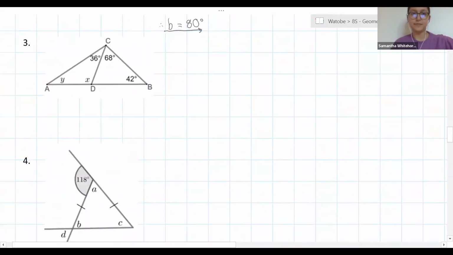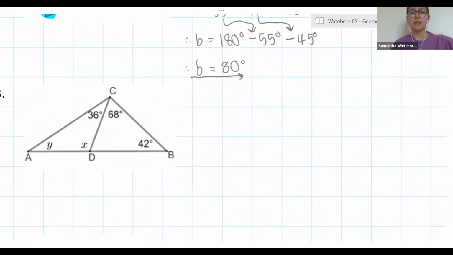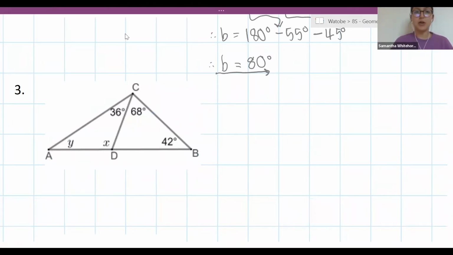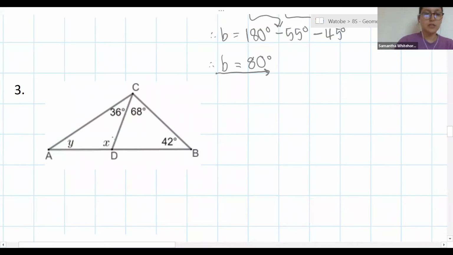Okay. I'm going to give you one at a time here. Let's not overload the system. Again, I'm going to ask you to try this by yourself. We've got question 3. Be mindful of the fact that I'm asking you for 2 angles. So I'm asking you for angle X and for the size of angle Y.